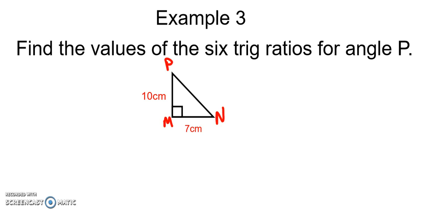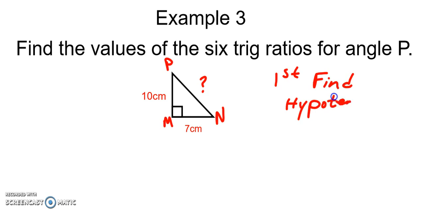And so here we already know our SOHCAHTOA and all the great stuff. But again, before we can move forward and do anything, the only thing we can do right now is tangent and cotangent, because we don't have a hypotenuse yet. So we need to find this part first. So first find the hypotenuse. Hypotenuse.